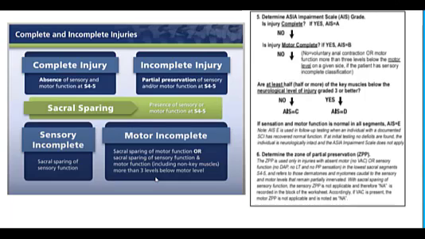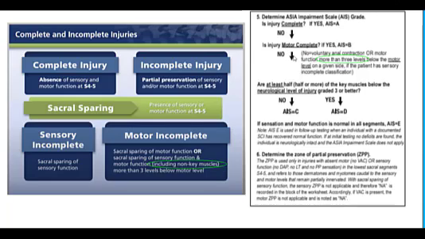and motor function more than 3 levels below the motor level. This is the part that includes non-key muscles. We come up to the flow sheet here on the right-hand side. Is the injury complete? If yes, again, then we know that it's an AIS-A. If it's not complete, then we move down. Is the injury motor complete? If yes, then we have an AIS-B. Okay, that means that there's some sensation and it's a sensory incomplete.